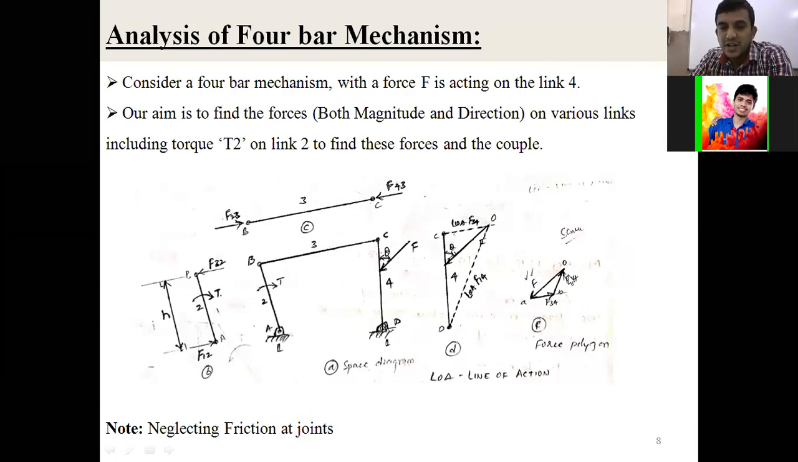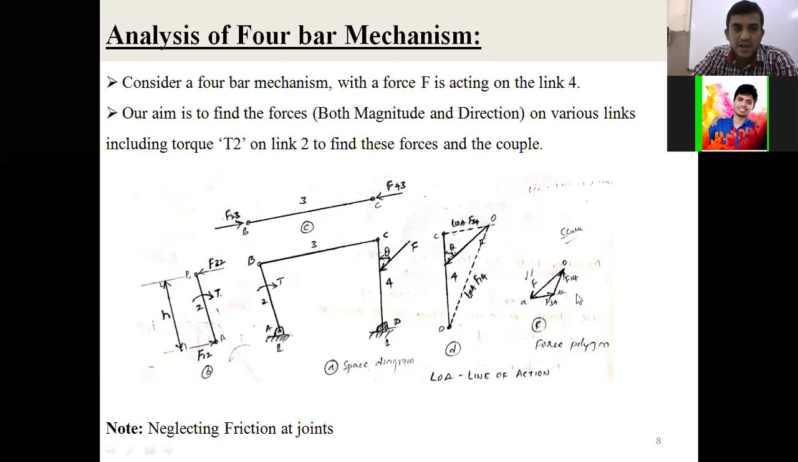What about direction? Now we start from O. We move towards point A here, right? Then I want to close this polygon. From point O to A, it is downward. Already we know the direction of the external applied force. From point A to B, upward. From point B to O, it should be upward also, so that only then it becomes a closed polygon. Now we get the direction of F34 and F14.